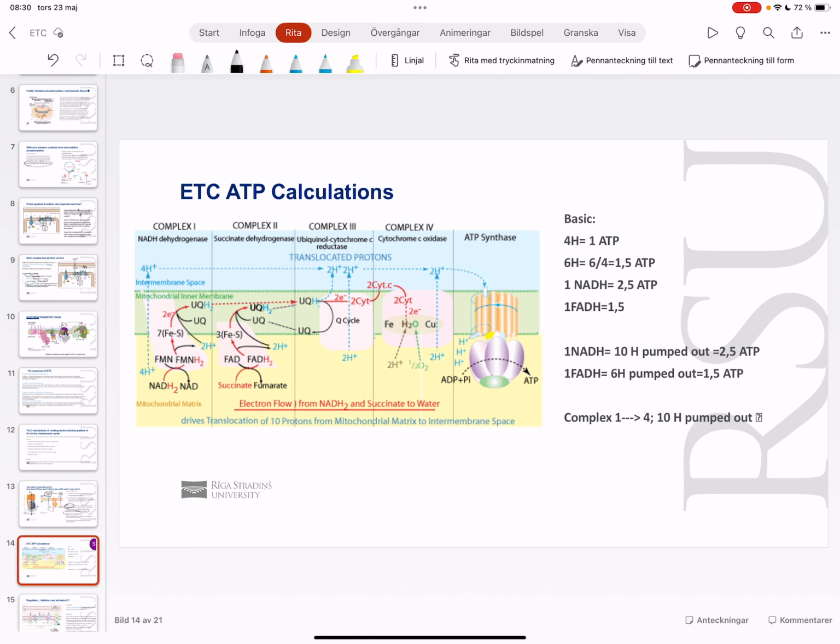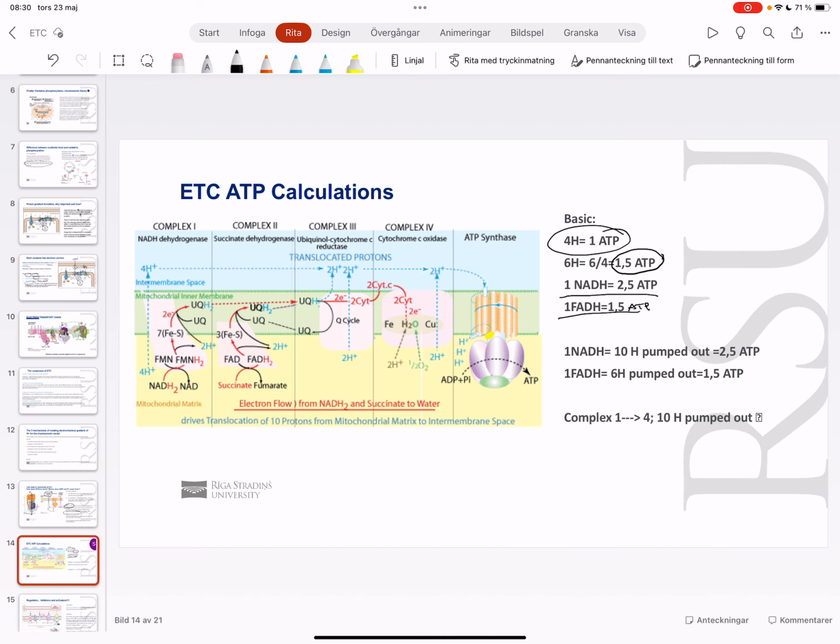Okay, now let's talk about the electron transport chain ATP calculations. So if we have 4 hydrogens, that means that we will produce 1 ATP. And if we have 6 hydrogens, then we will produce 1.5 ATP. 1 NADH equals 2.5 ATP, and 1 FADH equals 1.5 ATP.